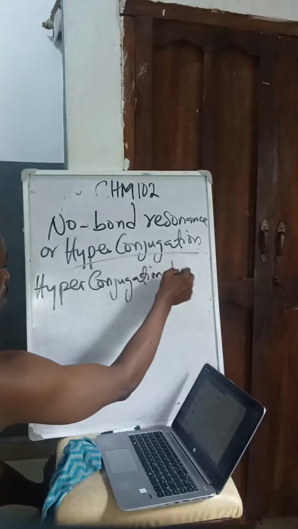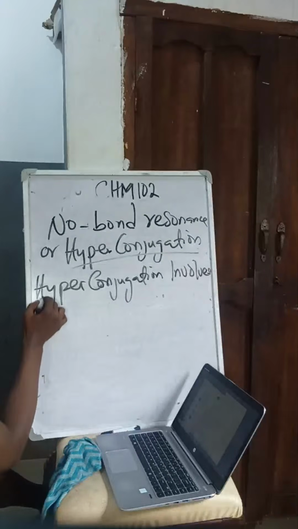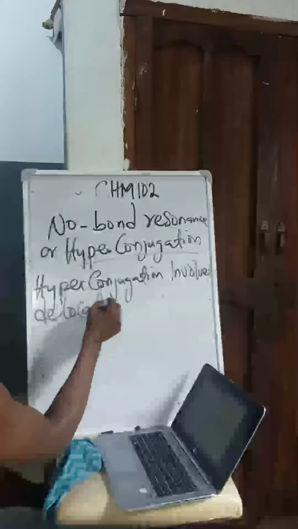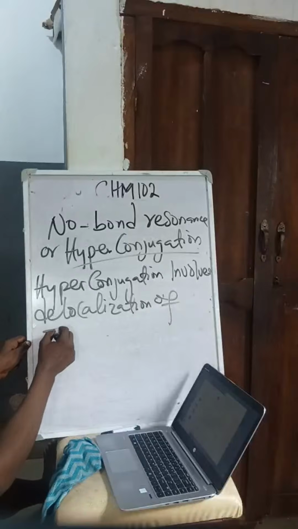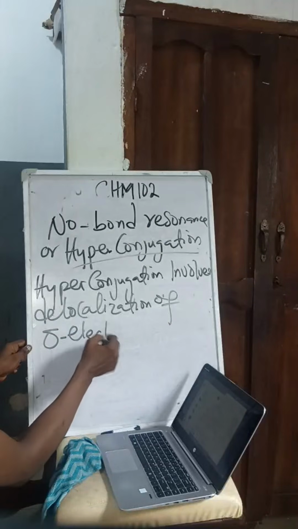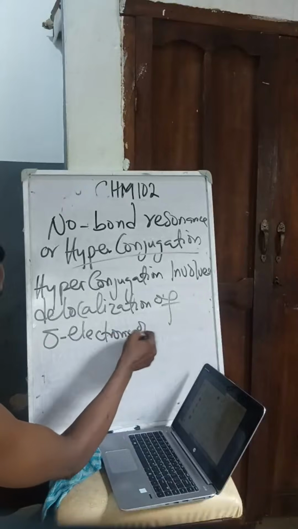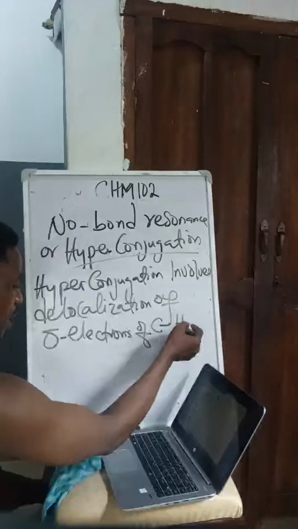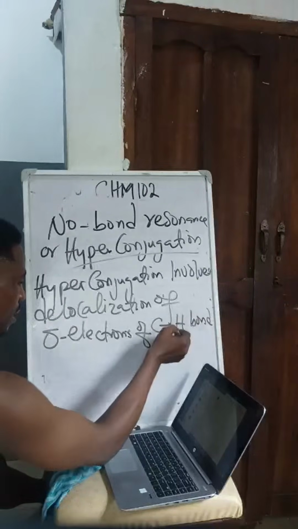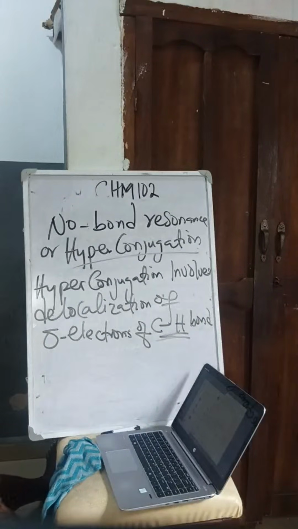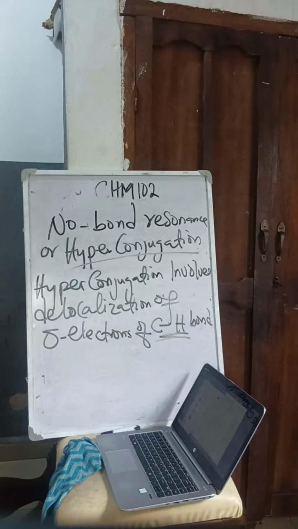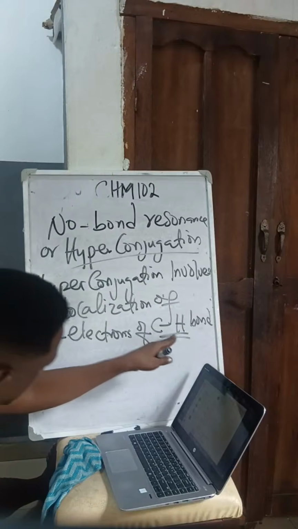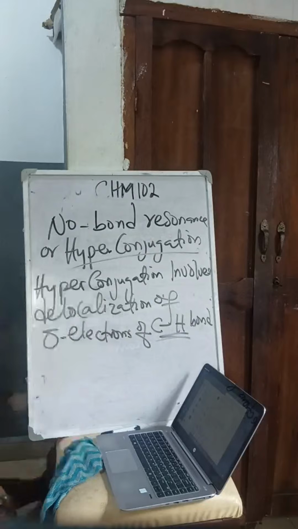Hyperconjugation involves delocalization of sigma electrons of the single bond, carbon-hydrogen bond. It involves delocalization of sigma electrons of the carbon-hydrogen bond.